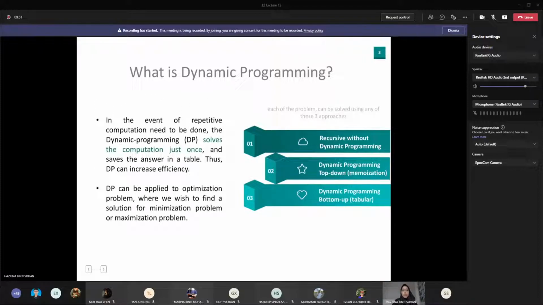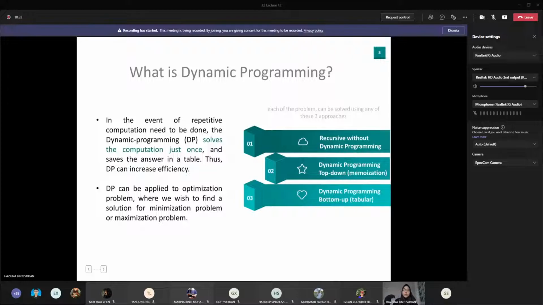So what is dynamic programming? As mentioned just now, in the event of having repetitive computation that needs to be done, dynamic programming, or DP for short, solves the computation just once and saves the answer in a table. Thus DP can increase efficiency. Just like the greedy algorithm, DP can be applied to optimization problems.